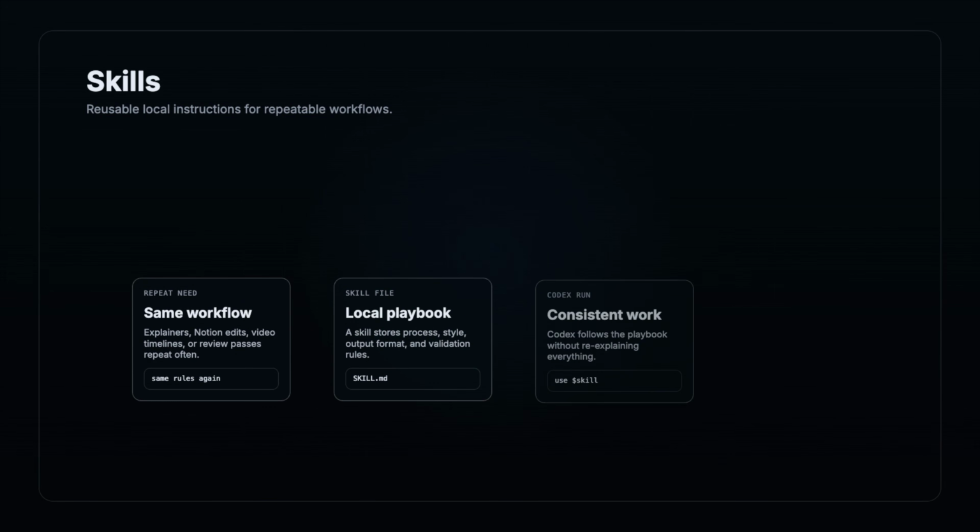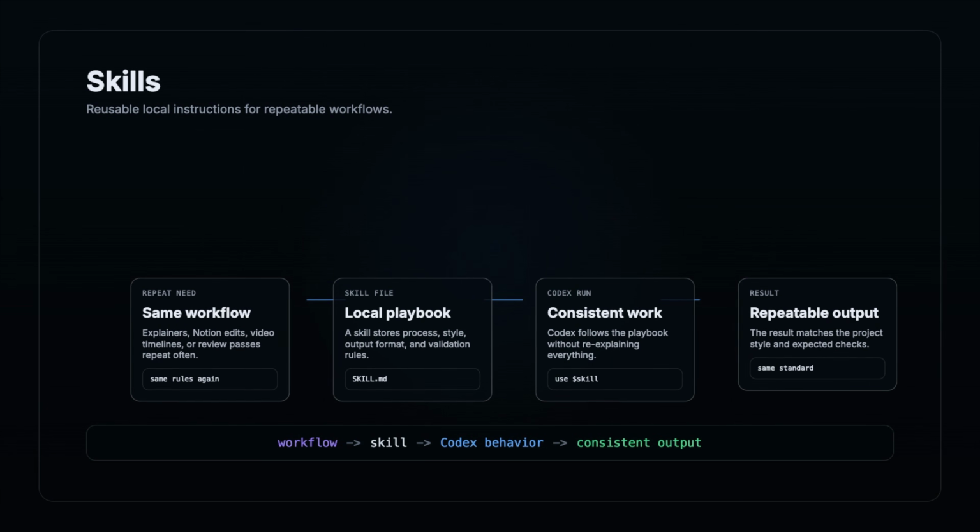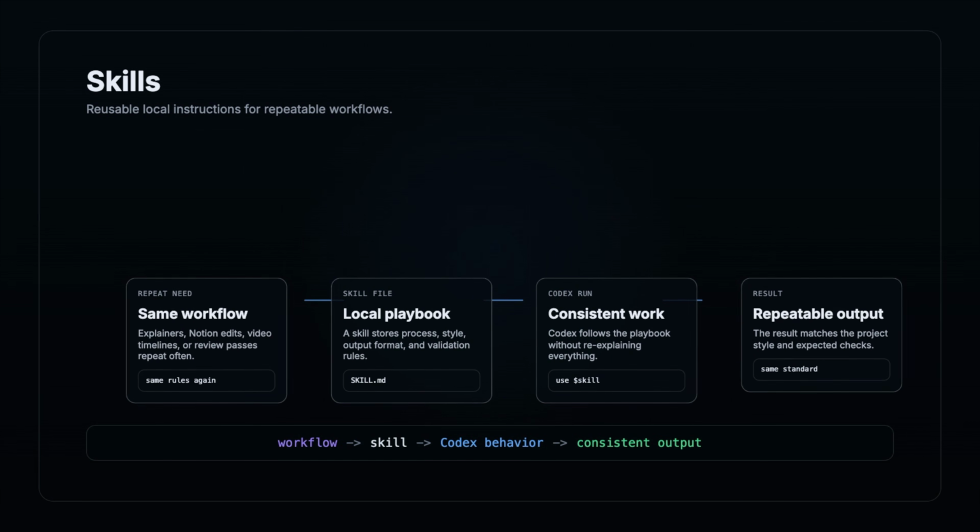First, let's talk about one of my favorite features that I use pretty much all the time: skills. Skills are reusable instructions for how Codex should do a workflow. They're not external tools by themselves. They're more like local playbooks that tell Codex the style, process, output format, and validation steps for a specific kind of work.